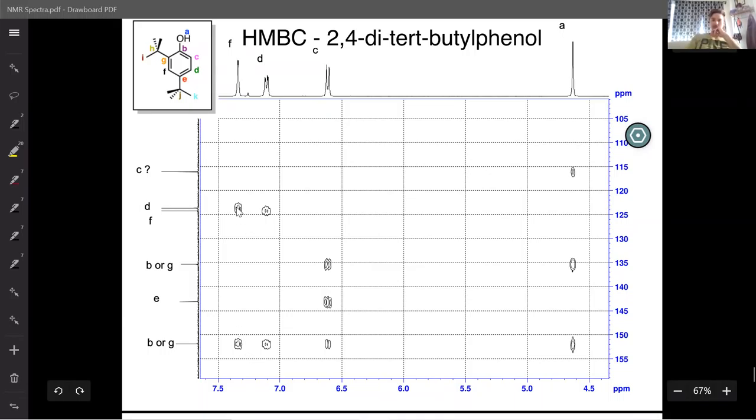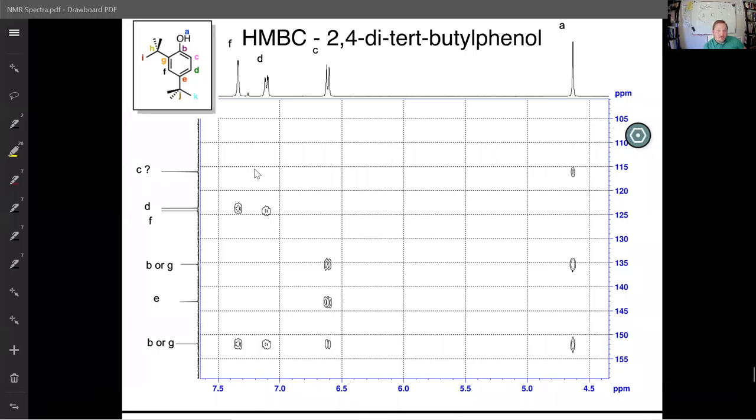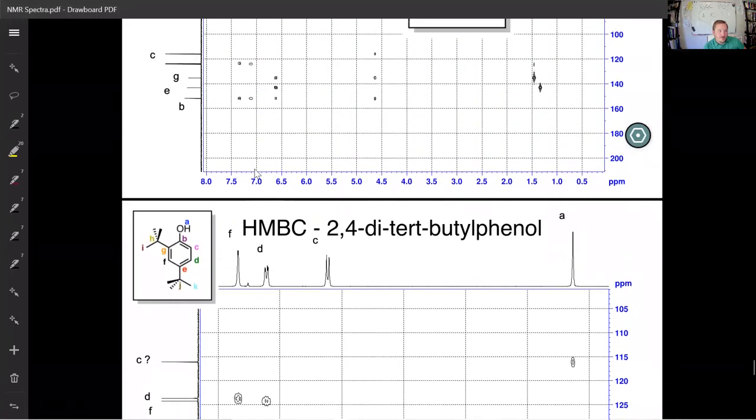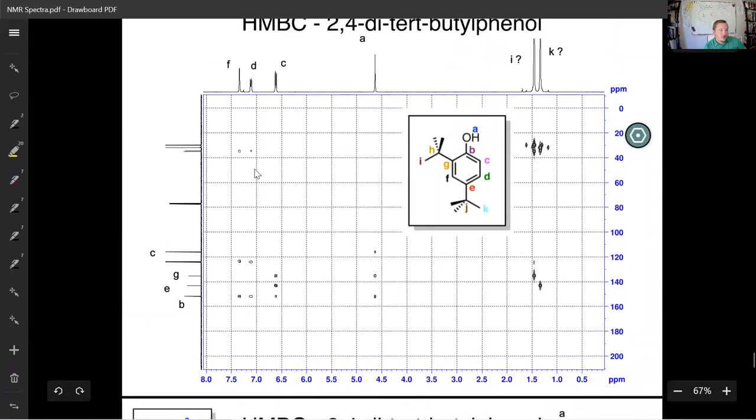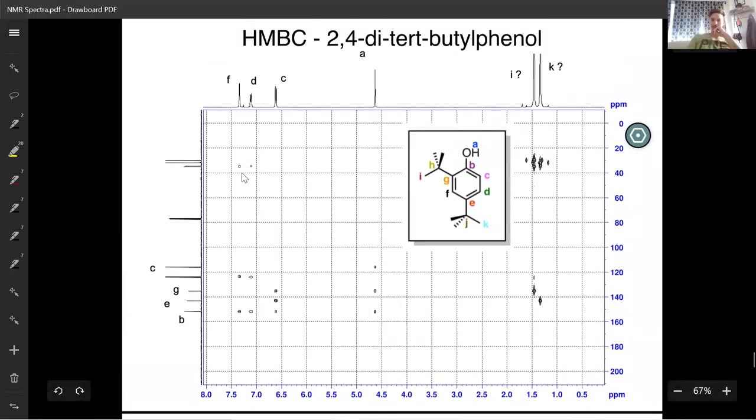So looking at the proton for F, it looks like it's 2 or 3 bonds away from 2 other things. If one of them is D or F, and then the other one is B or G. I didn't even make the connection between J or H and F. But that's because you're looking at the zoomed in one, right? And the zoomed in one is only on the aromatic region, because your chemical shift for H and J should be much lower. There you see, there it is.